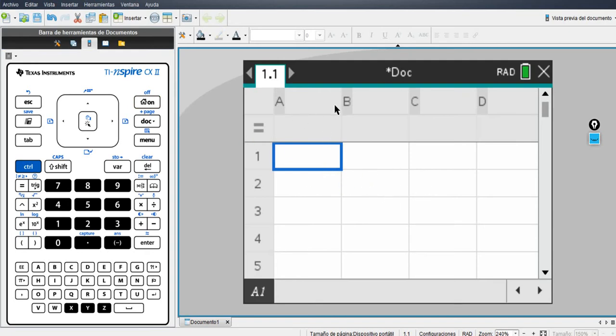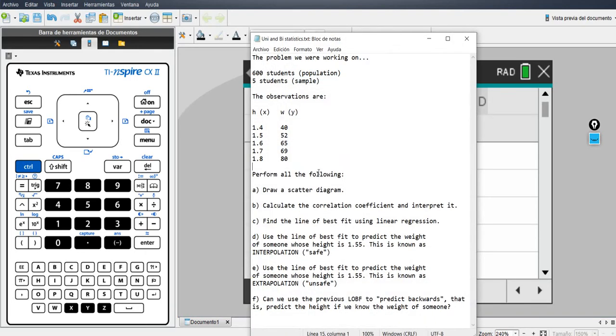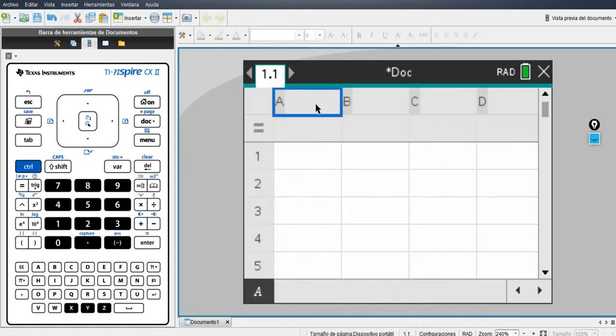Okay, so I'm going to put all my heights in this column A and all my weights in this column B. Okay, remember, height is the independent, weight is the dependent. And in order to do this, guys, you first have to label the columns. What is this column for? It's for the height. I'm going to label it H. This column is for the weight, so I'm going to call it W for weight. That is the first thing that must be done always. Always, it's mandatory to label your columns.